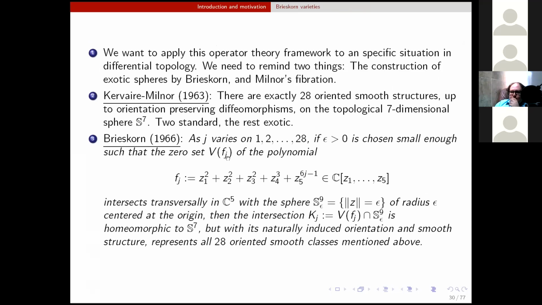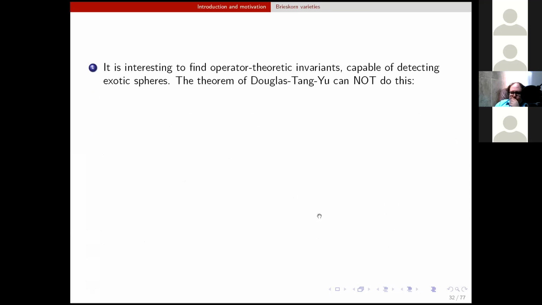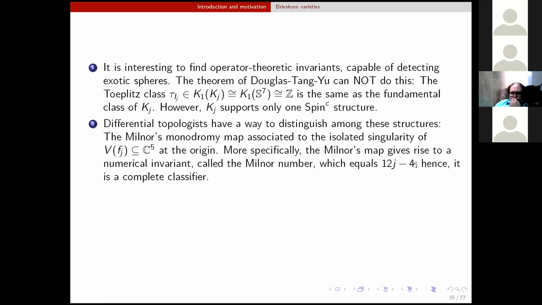In the case of Brieskorn varieties, this intersection, Milner's link K_j, represents all exotic spheres, and I am going to tell you that the Milner number mu is given by this number over here, 12j minus 4, and j ranges from 1 to 28. So these Milner numbers are all different, so they tell apart the exotic spheres. So the Milner number mu, which is the number of spheres in the bouquet to which the fiber is homeomorphic, is an invariant that tells apart exotic spheres.